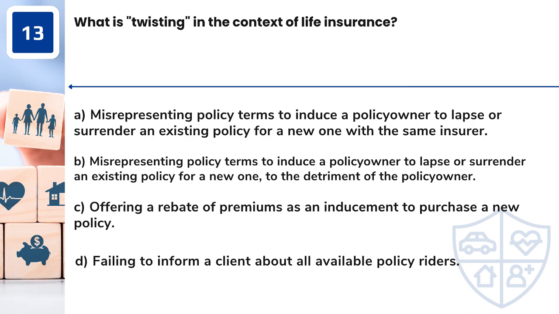Question 13. What is twisting in the context of life insurance? A. Misrepresenting policy terms to induce a policy owner to lapse or surrender an existing policy for a new one with the same insurer. B. Misrepresenting policy terms to induce a policy owner to lapse or surrender an existing policy for a new one, to the detriment of the policy owner. C. Offering a rebate of premiums as an inducement to purchase a new policy. D. Failing to inform a client about all available policy riders.